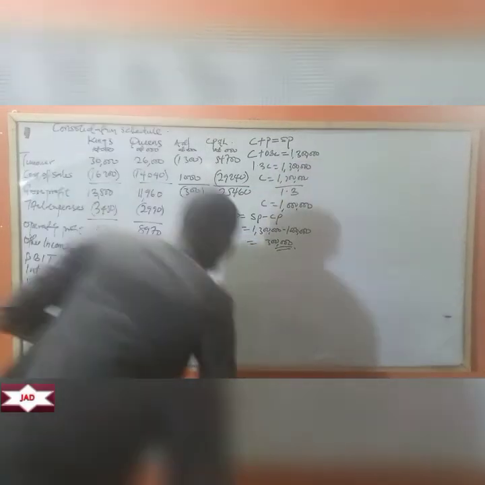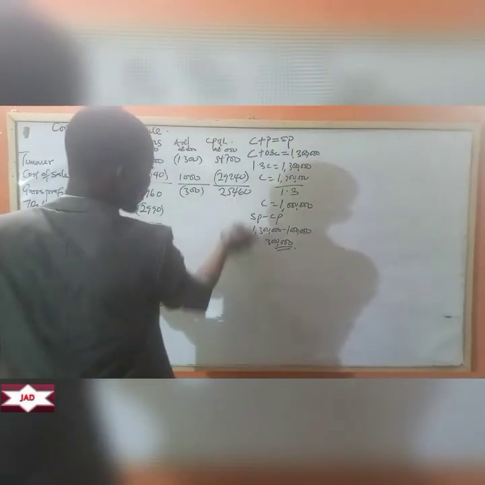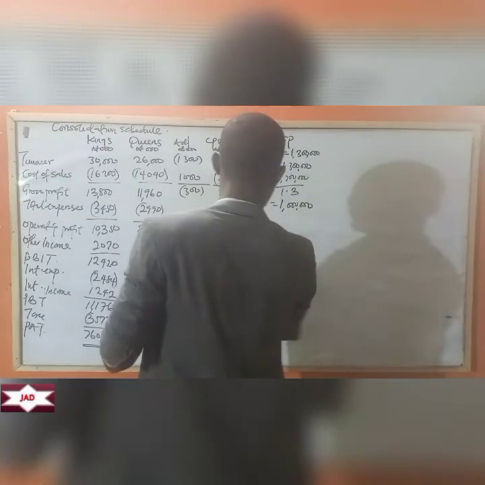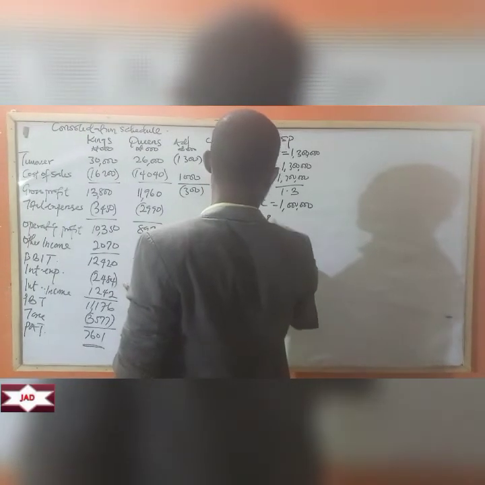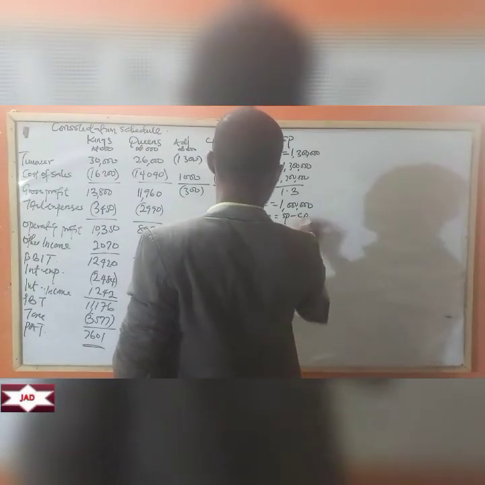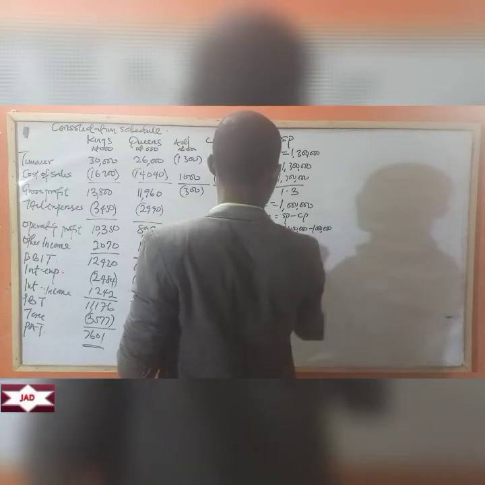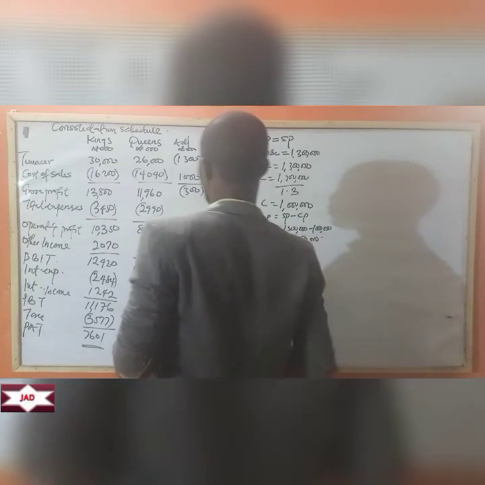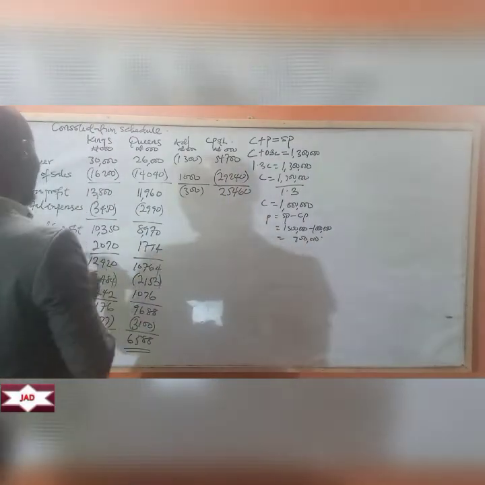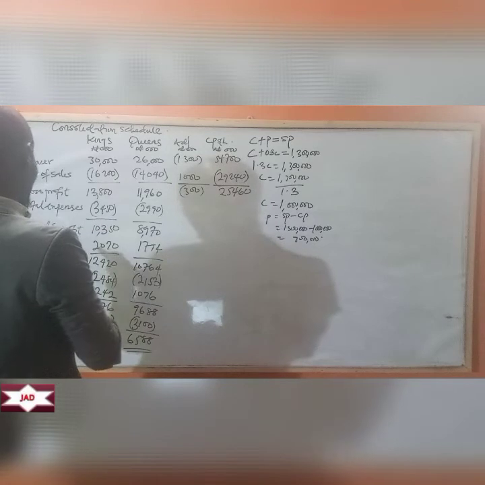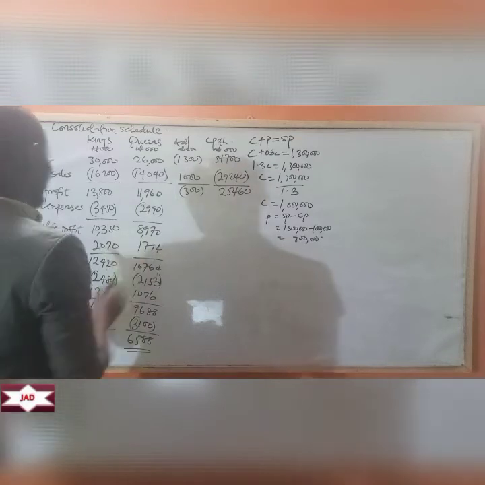So we have to check. So let's check. So we have 13,800 plus 11,960 minus 300, 25,460. So we're there.